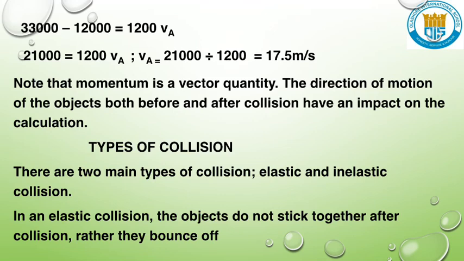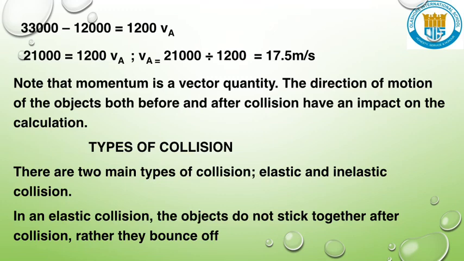Now, that is the solution to the example. You can also try it and see if you get the same answer. Now, we should take note also that momentum is a vector quantity. Therefore, direction is important. As I said earlier, for two objects to collide, at least one of them must have been in motion. In a case where maybe the two of them are in motion, the direction in which they were moving before the collision as well as after the collision has an impact on our calculation. So let's look at the types of collision that we have.